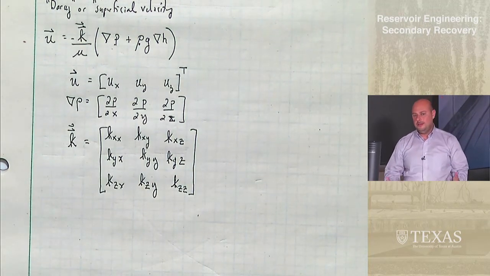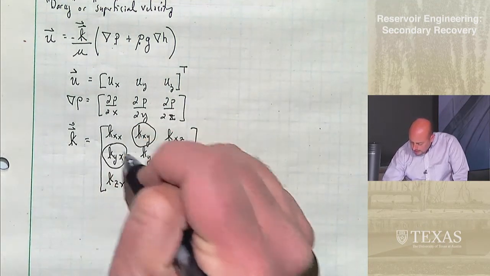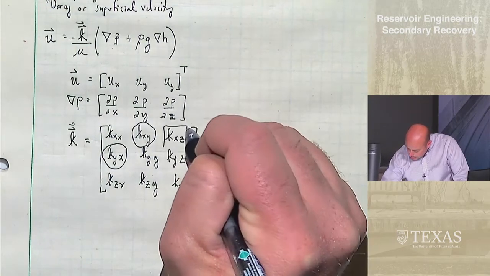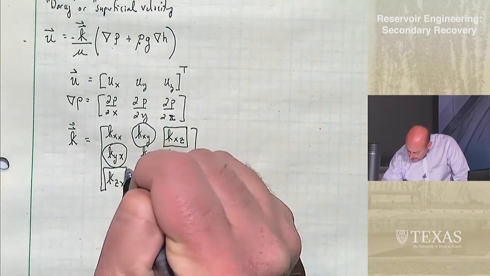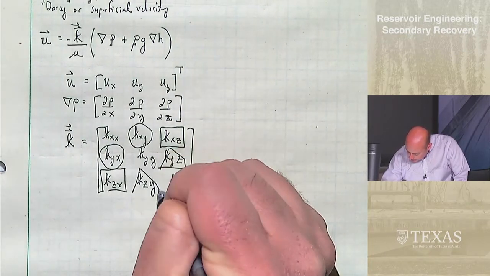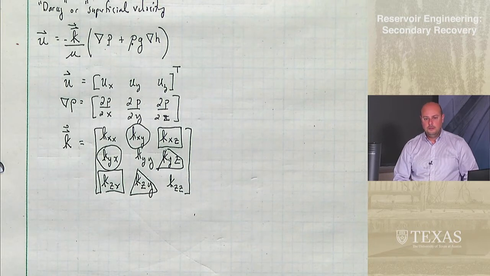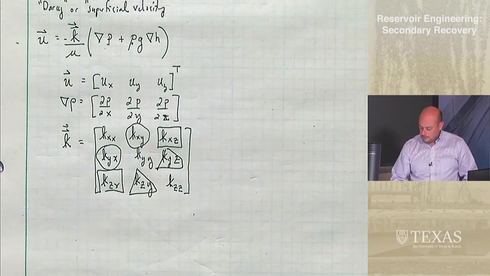Now this permeability tensor is symmetric. What do I mean by that? I mean that kxy is equal to kyx, kxz is equal to kzx, and kyz is equal to kzy. So those are all the same. Another way of thinking of it being symmetric is if you rotated it on its edge, it would be exactly the same. So that's the permeability tensor, and it's got 9 components, which is really cumbersome and difficult to deal with.